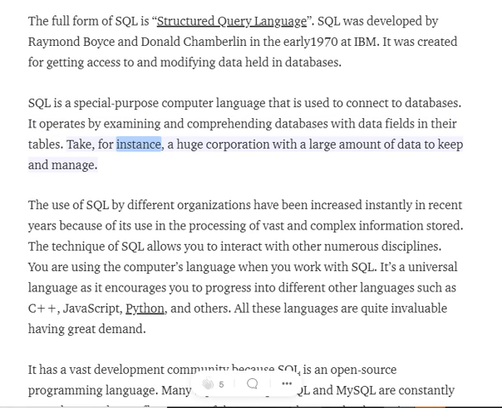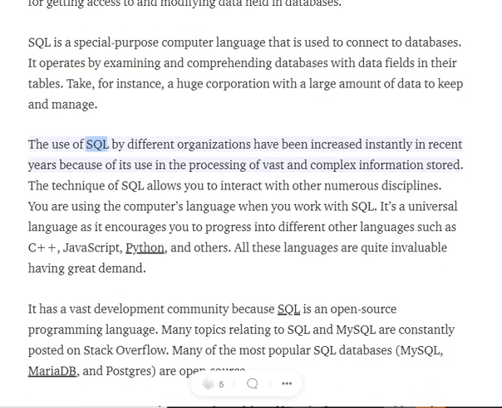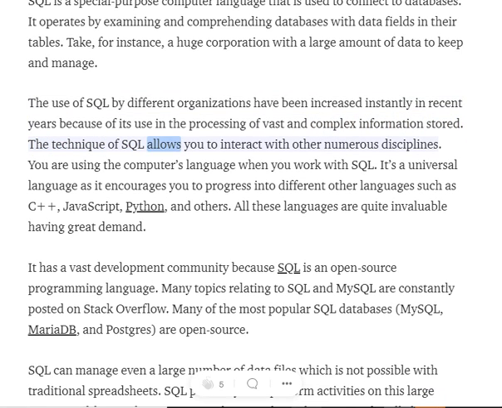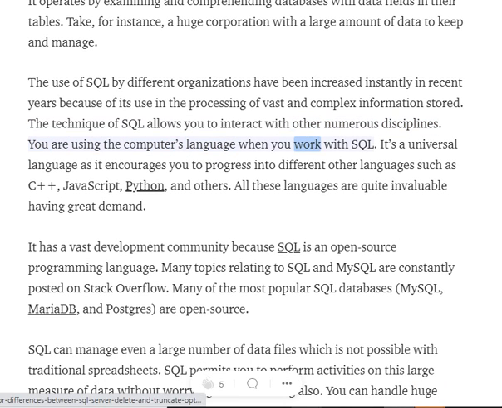Take, for instance, a huge corporation with a large amount of data to keep and manage. The use of SQL by different organizations has increased rapidly in recent years because of its use in the processing of vast and complex stored information. The technique of SQL allows you to interact with numerous other disciplines. You are using the computer's language when you work with SQL.